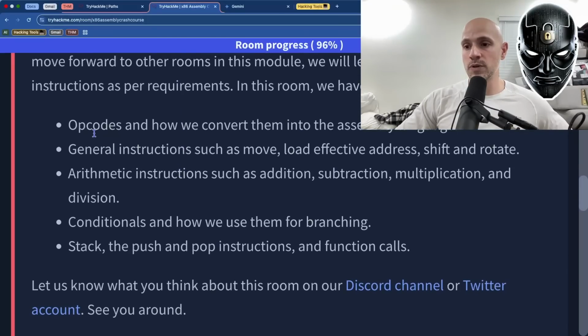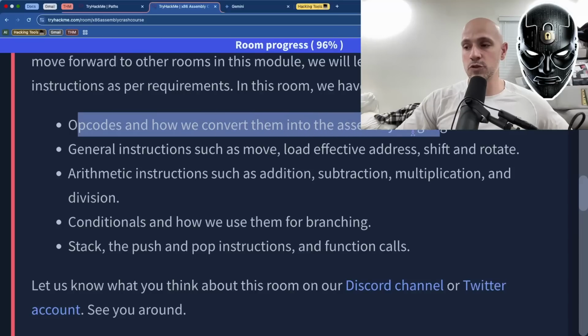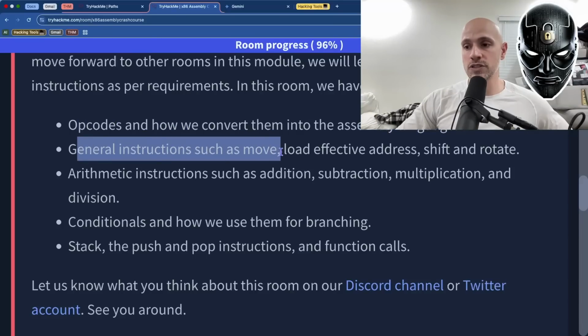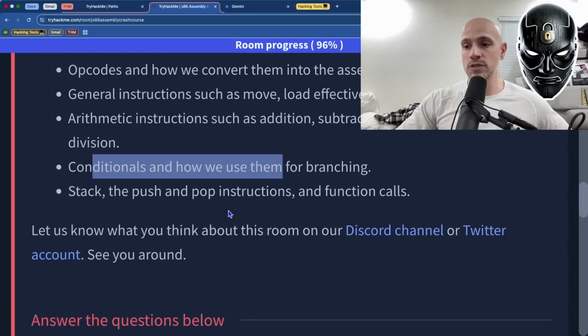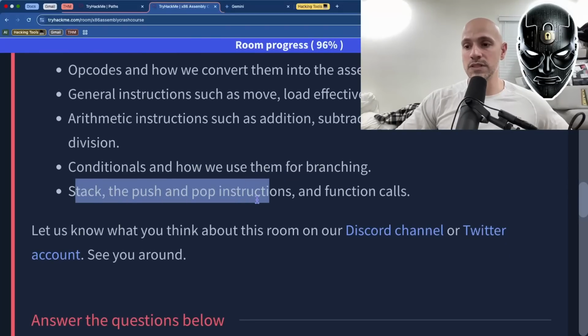And so far, we've covered opcodes and how we can convert them into assembly language, general instructions such as move, load effective address, and shift and rotate, arithmetic instructions like addition, subtraction, multiplication, division, and conditionals, and how we can use them for branching, stack, and with the push and pop to adjust the positions inside of the stack, and function calls.